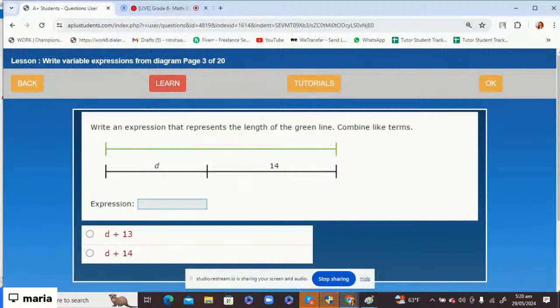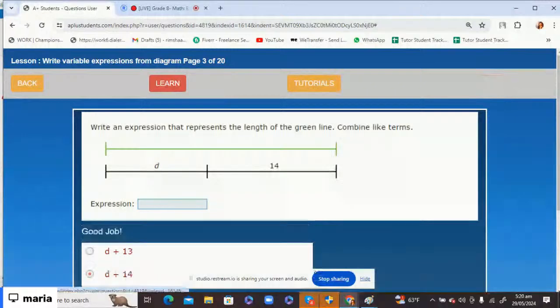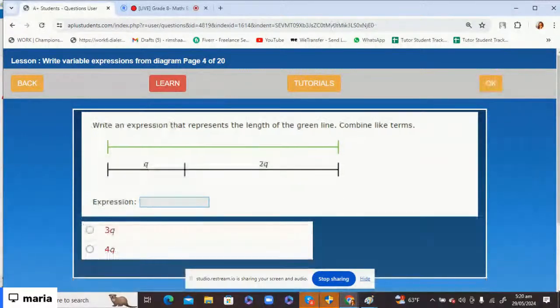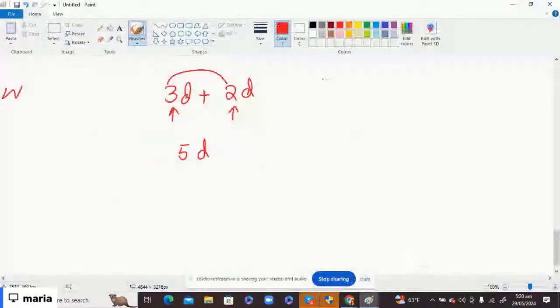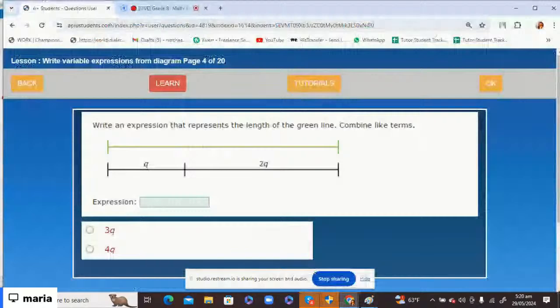Write an expression that represents the length of the green line. Again, that is D plus 14. Simply think just addition. So here, write an expression that represents the length of the green line, combine like terms. So here is Q and 2Q. So how can we write? As we know that this is Q plus 2Q. It means that here is 1Q. So 1 plus 2 is 3 and Q as it is. Okay, so the answer is 3Q.